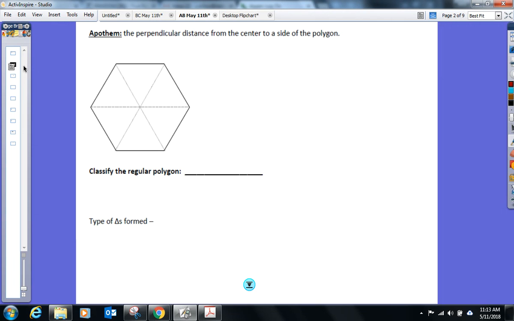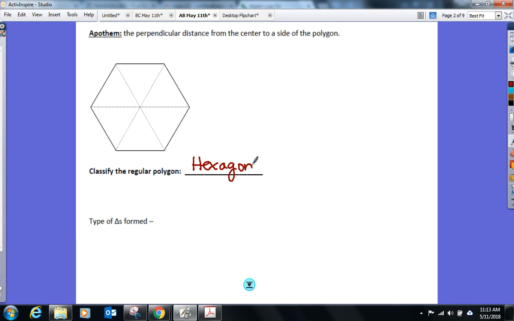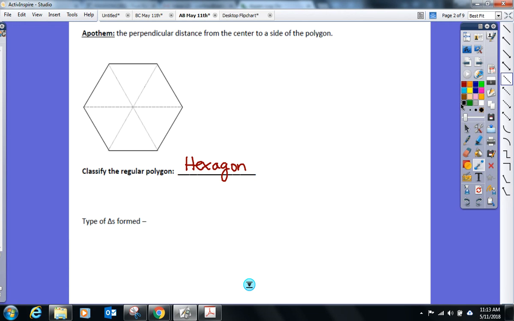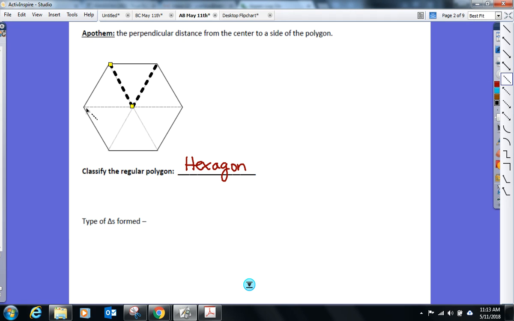Okay, so speaking of our regular hexagon here, I just gave that part away. It's a hexagon. Okay, I'm going to tell you it's regular. Give me 1 second here. I've got to draw in my lines.